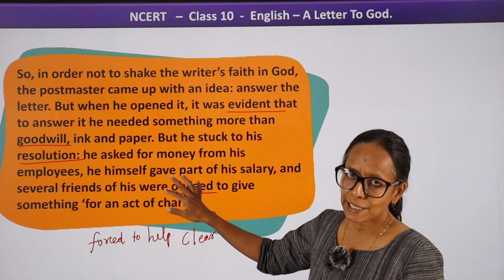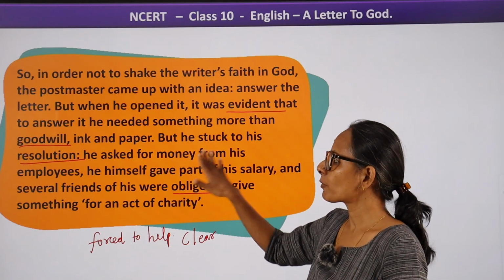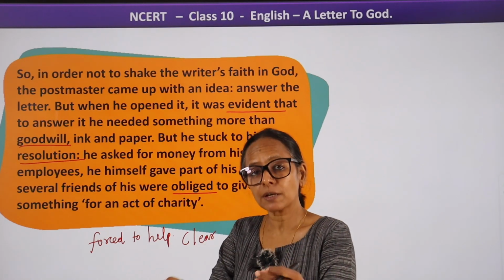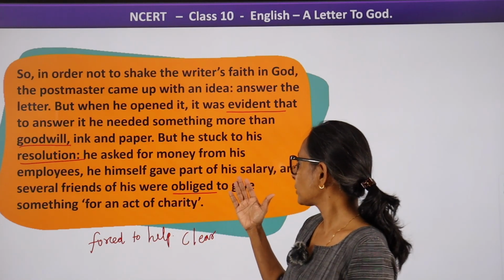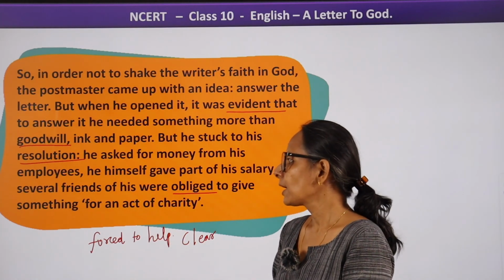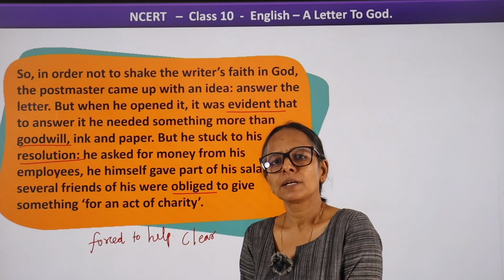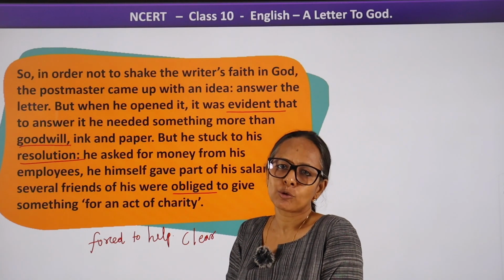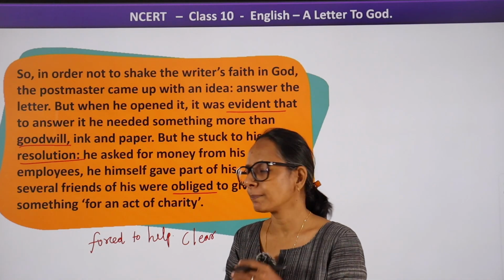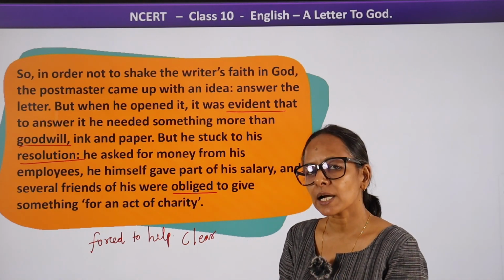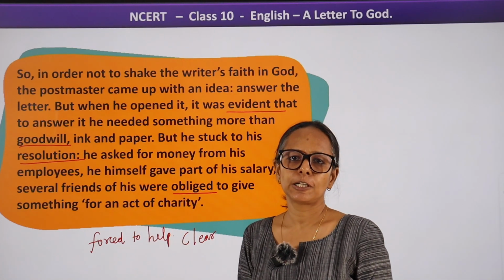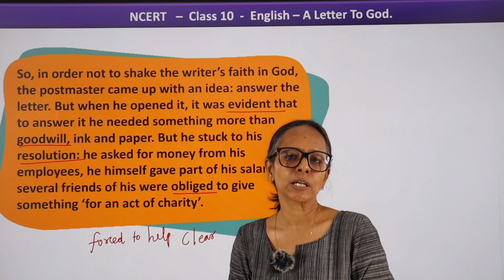So what did he do? The postmaster, he asked for money from people who are working in the post office. He himself gave a part of his salary, and he also approached several of his friends. And because your friend is asking, you can't say no, right? So people were obliged to, they were constrained to help him because a friend is asking, they can't say no. So they also gave something for an act of charity. Charity is to help someone in need.